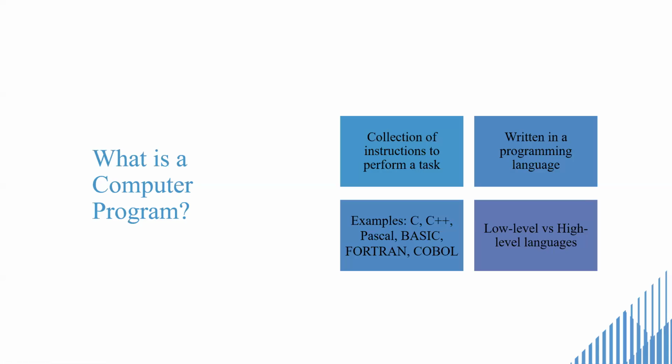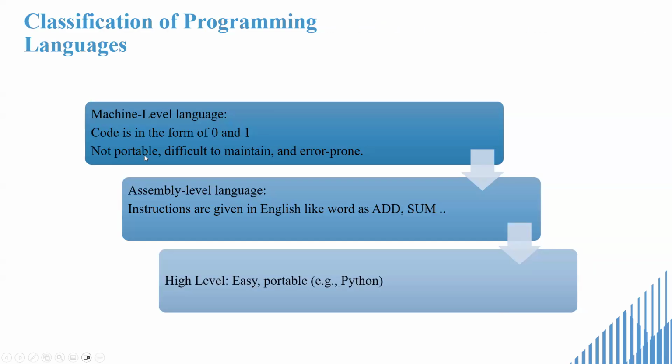So these all are programming languages, and we also have low level and high level languages in computer programming. If you see, we have a three layer classification of programming languages. We have machine level language, which is playing with 0 and 1, like binary, and which is not portable, difficult to maintain, and error prone because you are dealing at the core of the computer. Then you have assembly level language, where instructions are given in English words, like ADD.